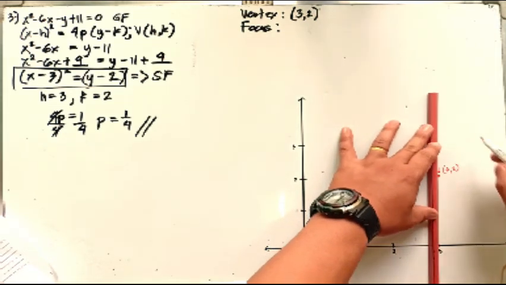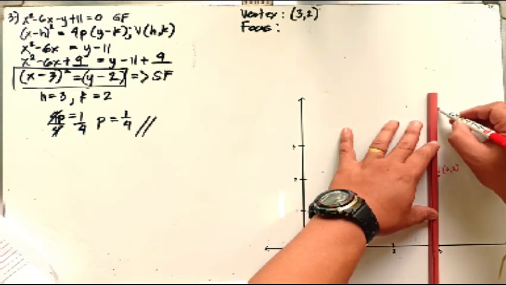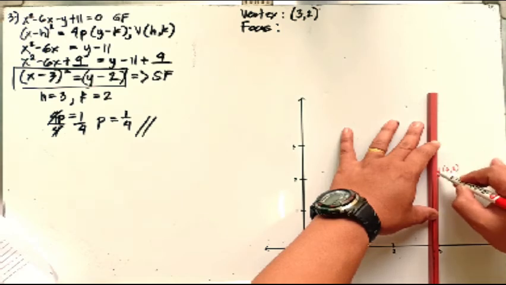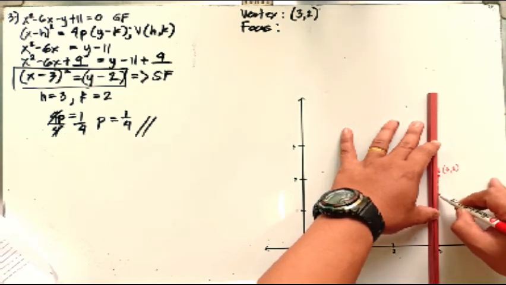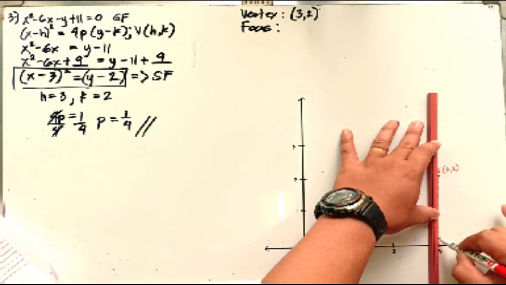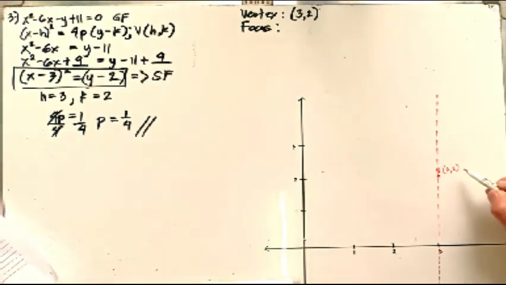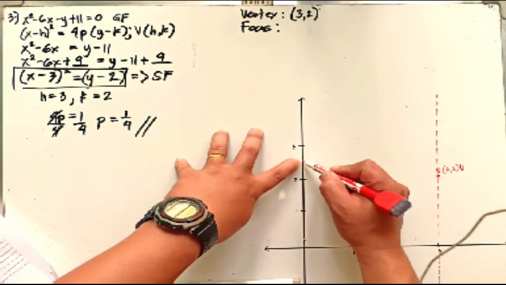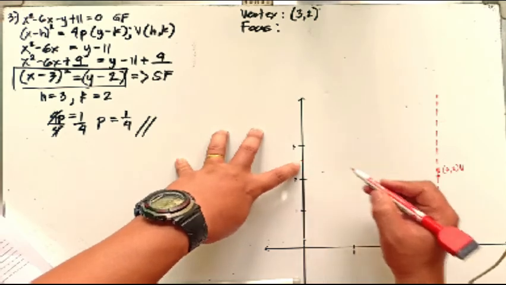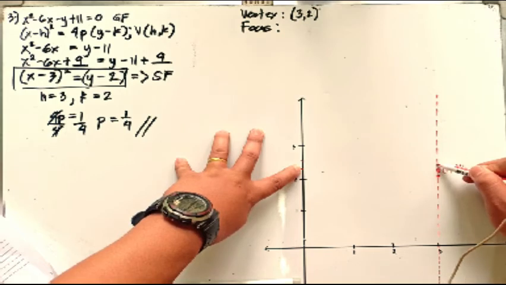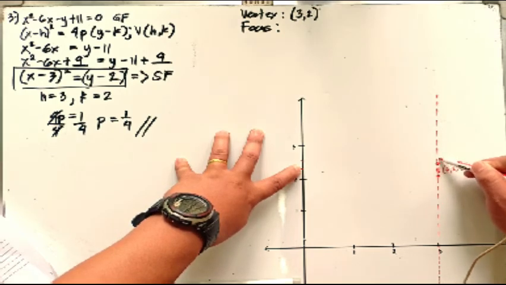So let's initially graph the axis of symmetry of the parabola. It must pass through our vertex and of course the focus later. So this is your vertex. Now, let's count 1/4 unit away. This is your 1/2, 1/4 is in this one. So that would be our focus.